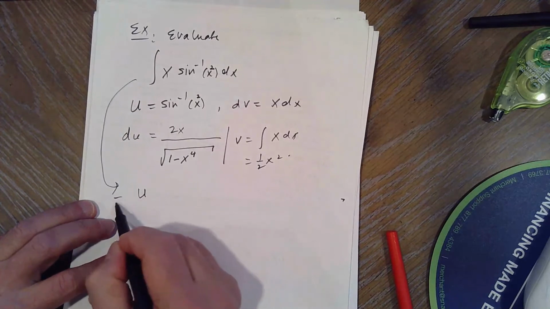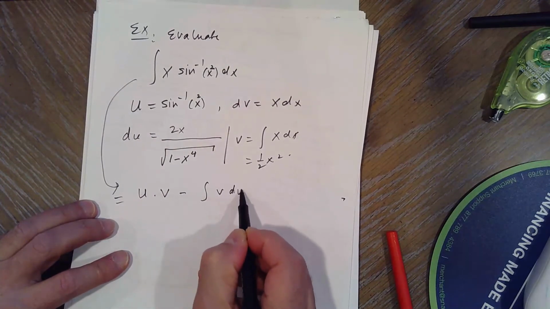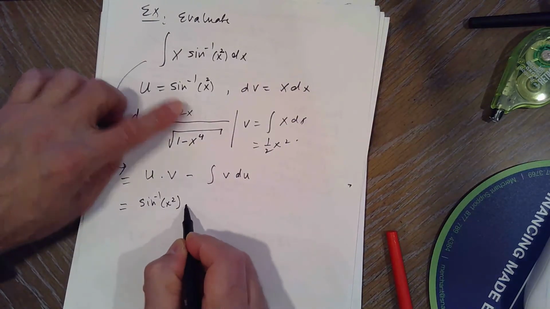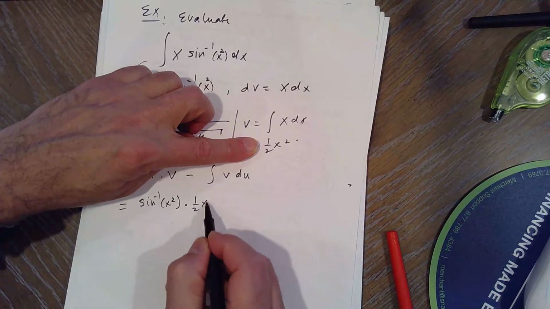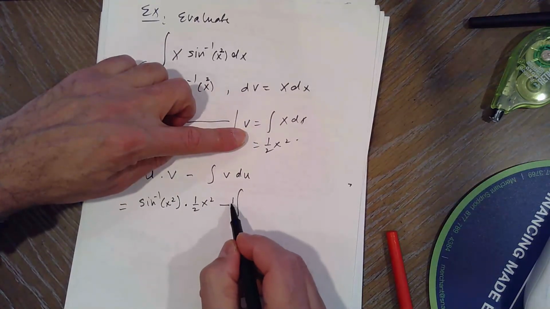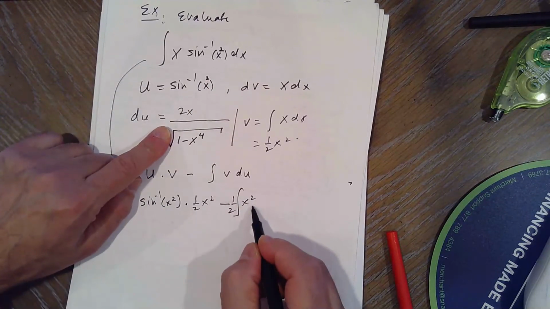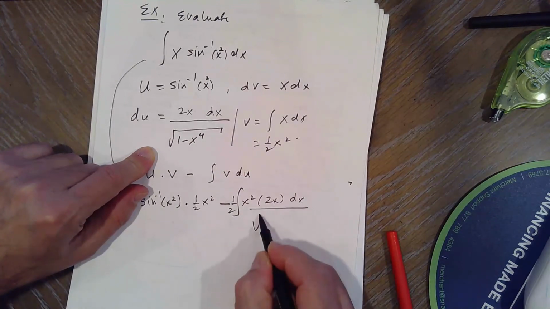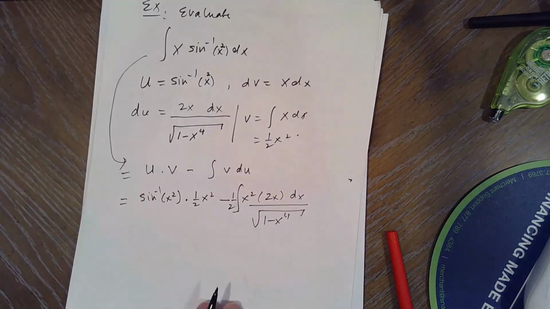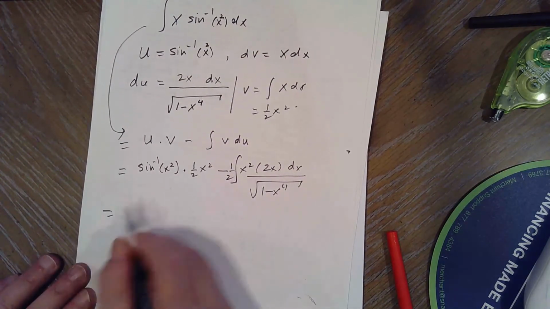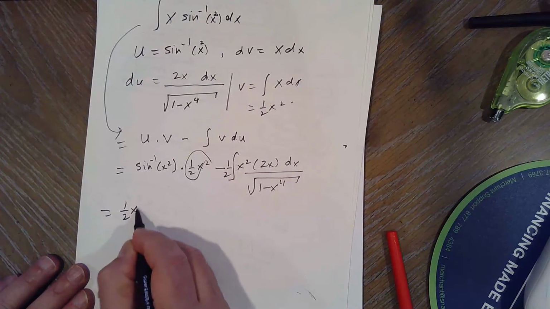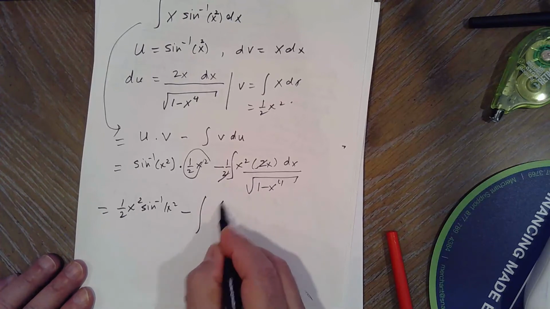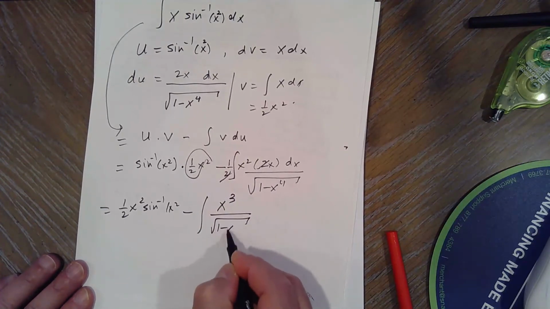So this is u times v minus integral of v du. u times v, v is 1/2 x squared, minus integral of v, 1/2 x squared, du is 2x dx, dx over square root of 1 minus x to the 4. So I'm going to move this guy up front, 1/2 x squared sine inverse of x squared, minus, that cancels out, integral of x cubed over square root of 1 minus x to the 4.